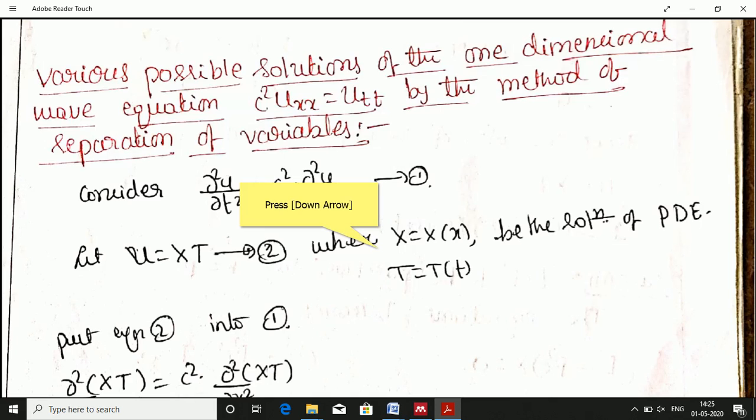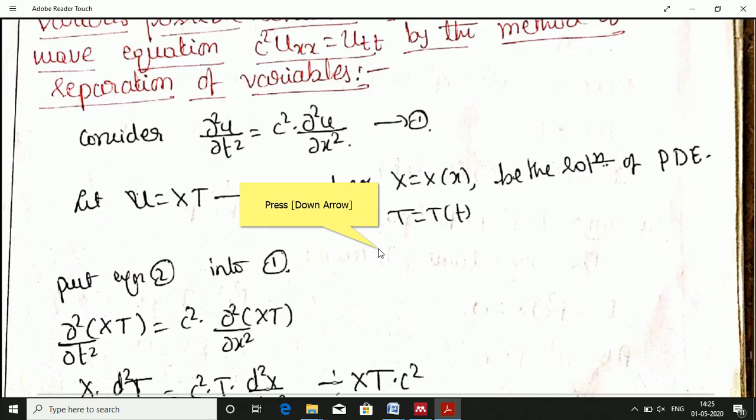Wave equation is del square u by del t square is equal to c square into del square u by del x square. Call it as 1. By variable separable method, we are solving the equation. U is the dependent variable, x and t are the independent variables. So, assume the solution in the form u is equal to X into T, where X is a function of small x and capital T is a function of small t. Substitute the assumed solution into the equation 1.